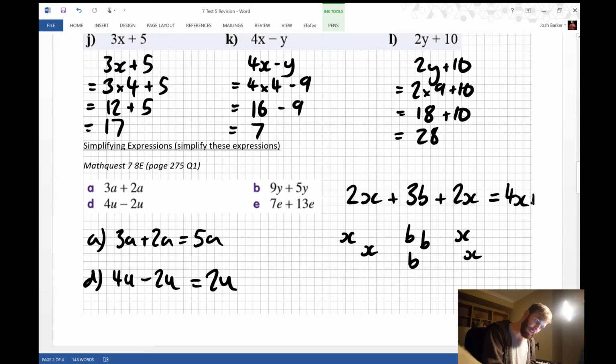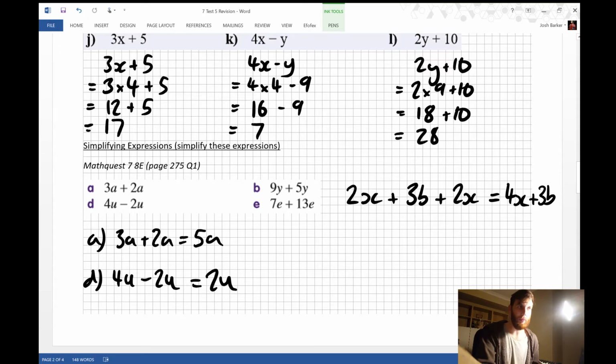So 4x and 3b. And that's an example of only being able to add together parts of the expression that have the same type of variable. So you can add these together because that's 2 of x and that's 2 of x as well. It's 2 of the same sort of thing, but you can't just smash them together and say, oh, that's 7bx, because it'd be like saying I've got 3 apples and 2 oranges, so I've got 5 apple oranges. It doesn't work that way.